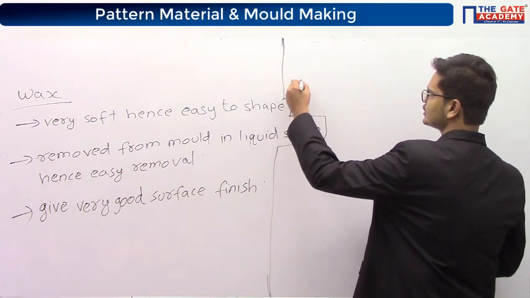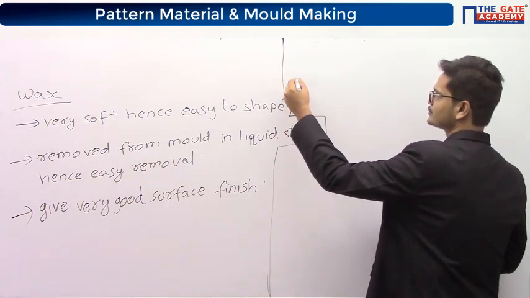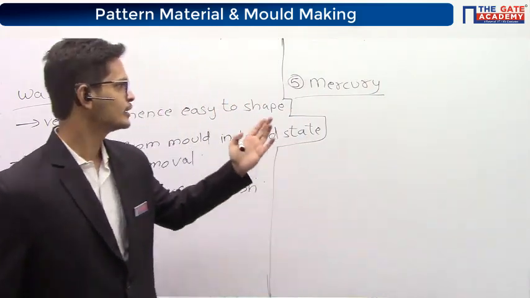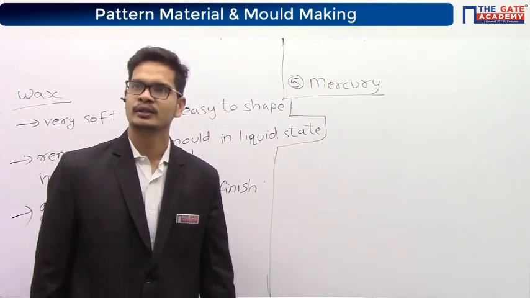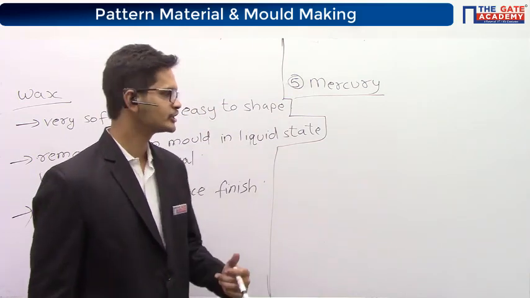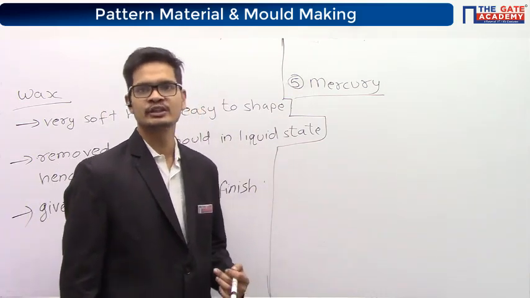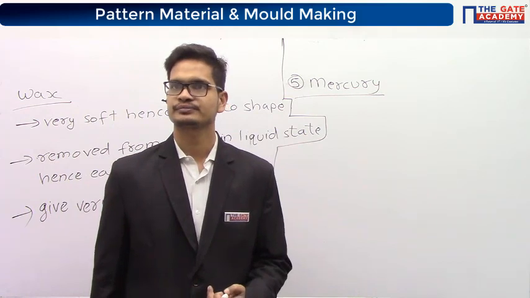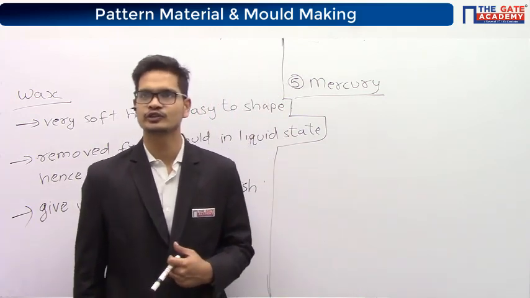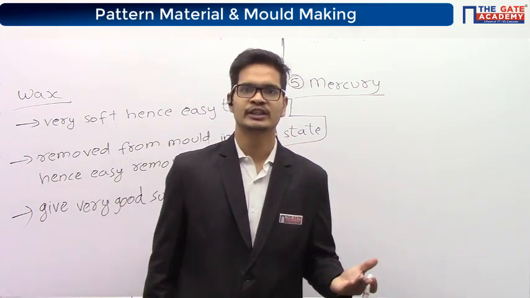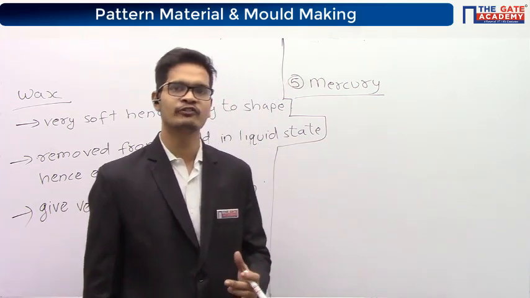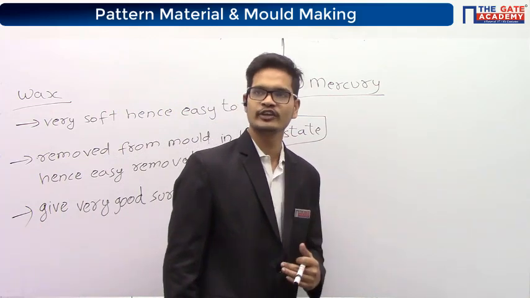The fifth one is mercury pattern. What could be the disadvantages of using mercury as a pattern material? Out of all the properties that we have seen, mercury will not satisfy which properties? It is costly. Very good. Kumar is saying temperature. Yes, that is also one point. Mercury is in the liquid state at room temperature. Hence, if we want to use mercury as a pattern material, we will first have to freeze the mercury. Then only we can use it.